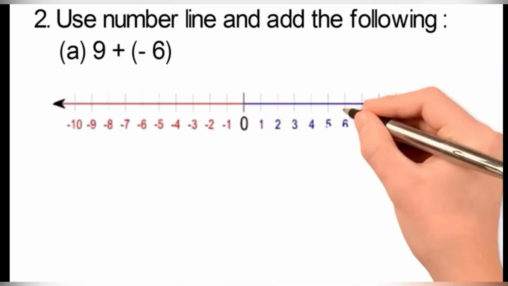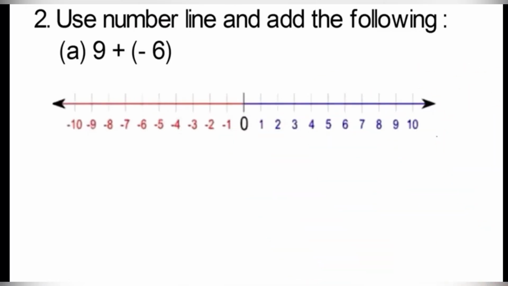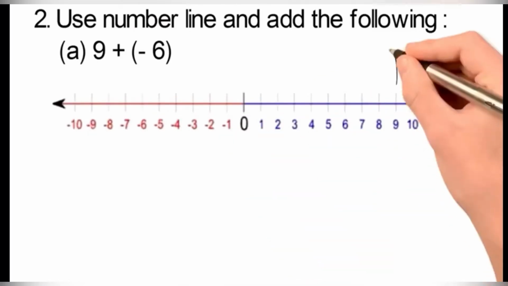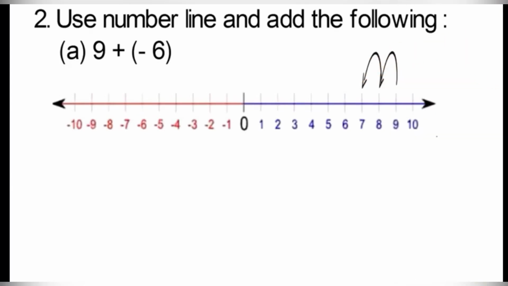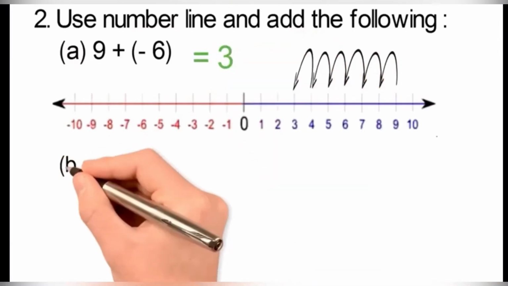First is 9 plus minus 6. So you'll open the bracket. 9 minus 6 will give the answer 3. But we'll do it from the number line. From 9 you are going to subtract 6 times. You are going to jump. You are going to reach 3.